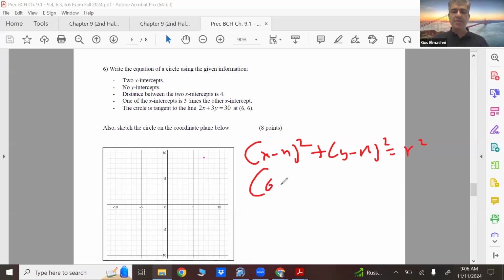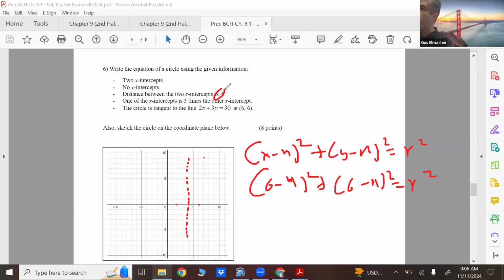Okay, so you have (6 − 4)² + (6 − k)², because 4 is in the middle of 2 and 6, because of symmetry, right? Circles have symmetry, right? And how do you know that? Because the distance between the x-intercepts is 4 and one is 3 times the other. So if you make an equation, a − b = 4 and a = 3b, and substitute and solve, you should get 2 and 6 for your x-intercepts.